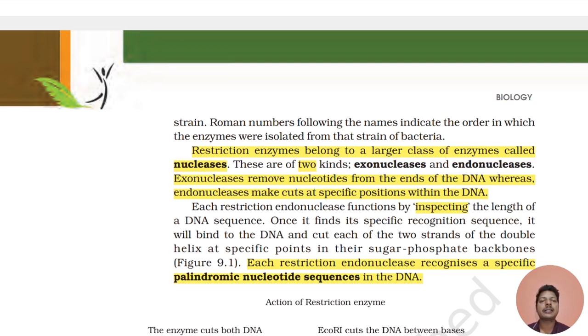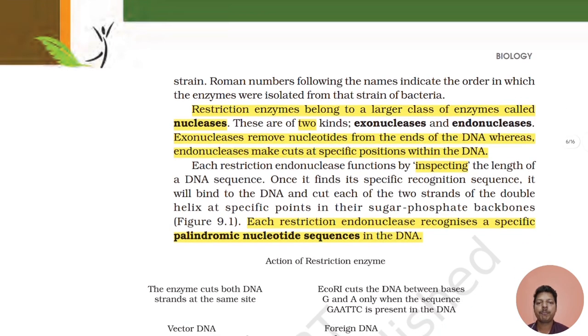Restriction enzymes belong to a larger class of enzymes called nucleases. There are two kinds, exonuclease and endonuclease. Exonucleases remove nucleotides from the ends of the DNA, but endonucleases make a cut at a specific position within the DNA. Each restriction endonuclease functions by inspecting the length of the DNA sequence. Once it finds its specific recognition sequence, it will bind to the DNA and cut each of the two strands of the double helix at specific points in their sugar phosphate backbone.